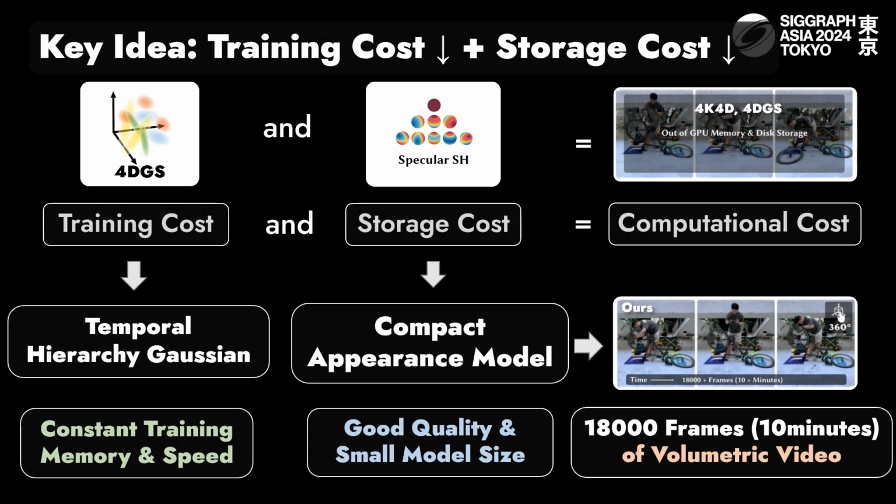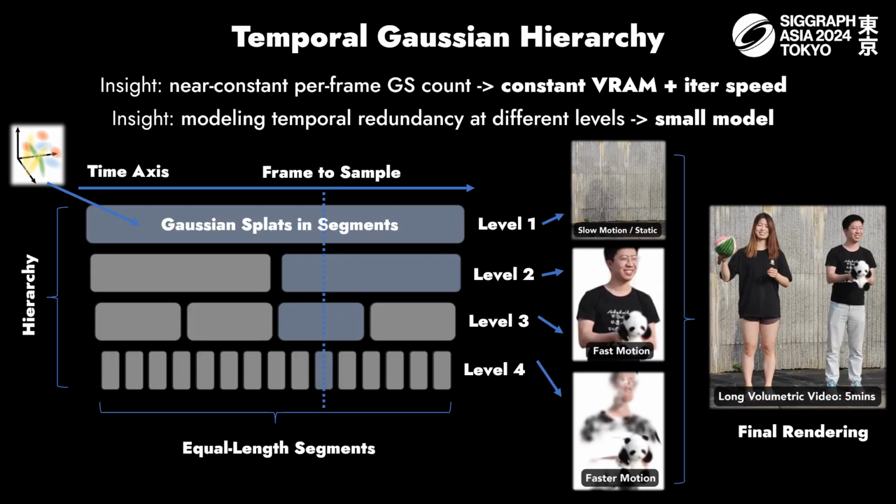To overcome these problems, we start from the basic 4D Gaussian splatting representation and identify its key limitations. Specifically, we need to address the training VRAM usage and storage overhead. For reducing the training cost, we propose a new 4D representation called temporal Gaussian hierarchy, which achieves a near-constant VRAM and iteration speed as the video length increases. To further bring down the storage overhead, we define a new compact appearance model that only enables high-degree spherical harmonics on demand.